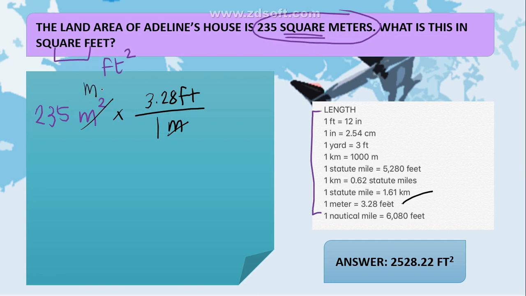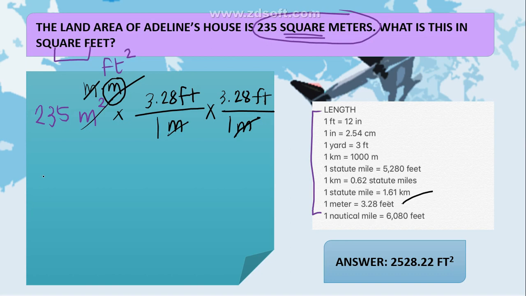So, it's also equal to meter times meter. So, isang meter lang yung makakancel. Meron pang matitira isa. So, kung iisipin nyo, pwede, multiply pa tayo ulit ng 3.28 feet over 1 meter para makancel ulit yung meter. Tapos, magkakaroon tayo ng feet squared kasi feet times feet. So, we have feet squared.